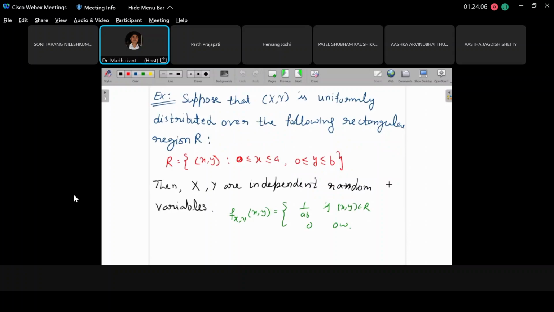Now here we try to understand what the nice property is when you have a rectangular region. Suppose that the vector (x, y) is uniformly distributed over the following rectangle R. Then x and y are independent random variables. So if they are uniformly distributed over the rectangular region, then they are independent random variables, and that's a nice property.